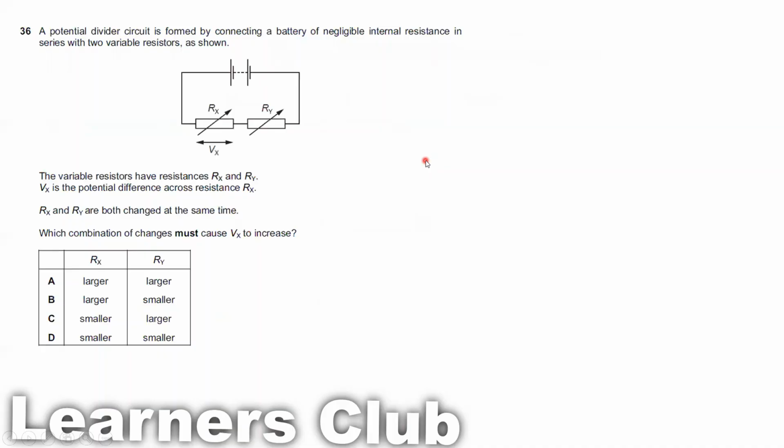Question 36. A potential divider circuit is formed by connecting a battery of negligible internal resistance in series with two variable resistors, Rx and Ry, and the potential difference across the resistor Rx is Vx. Rx and Ry are both changed at the same time. Which combination of changes must cause Vx to increase?